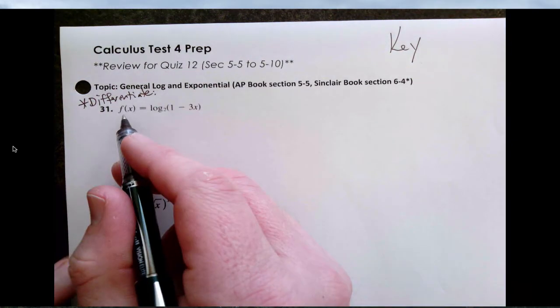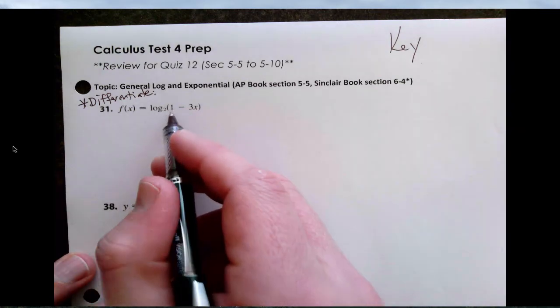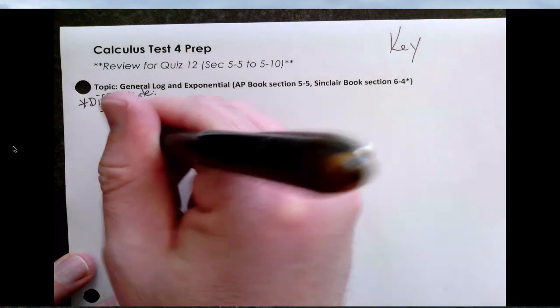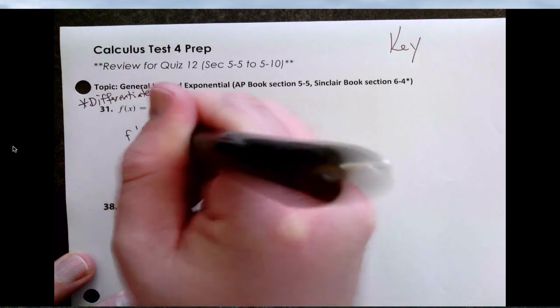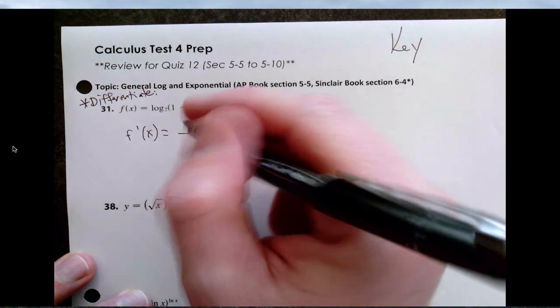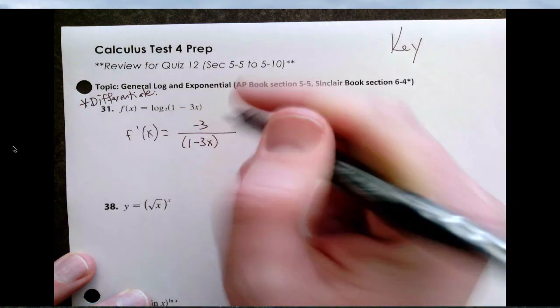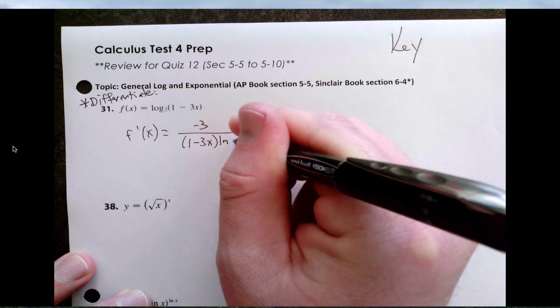It says here, differentiate f of x equals log base 2 of 1 minus 3 to the x, a general log. It follows the same thing as a natural log to begin, so we take the original to the bottom, the derivative of that to the top, and then we take the natural log of the base, which is 2.